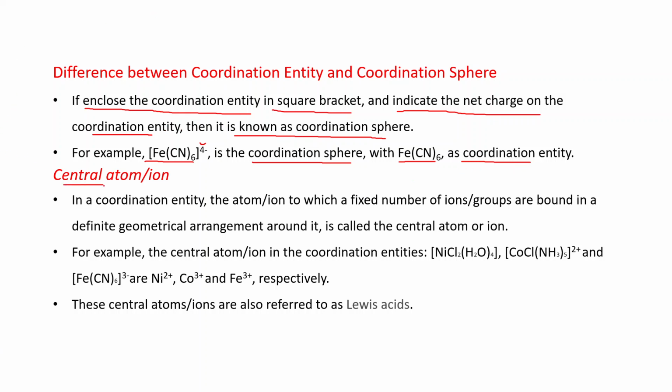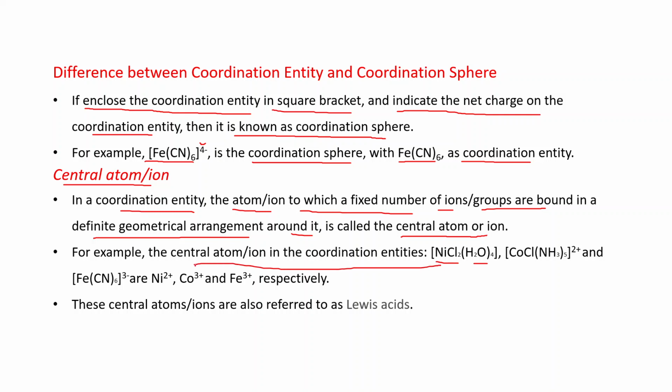Another term is central atom or ion. In a coordination entity, the atom or ion to which a fixed number of ions or groups are bound in a definite geometrical arrangement around it is called the central atom or ion. For example, these are some coordination entities or coordination spheres. You can see [NiCl2(H2O)4]. In this case, the central atom or central ion is Ni2+.